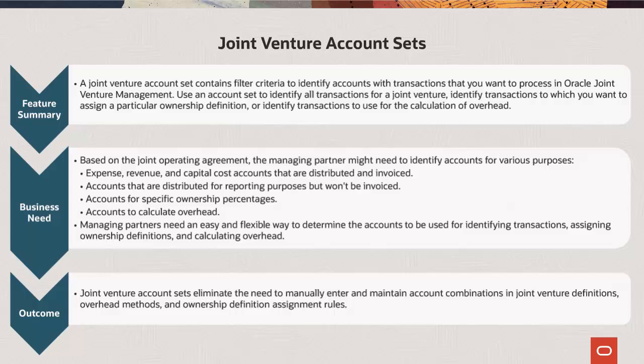Identify transactions to which you want to assign a particular ownership definition, or identify transactions to use for the calculation of overhead. Based on the joint operating agreement, the managing partner might need to identify accounts for various purposes. Expense, revenue, and capital cost accounts that are distributed and invoiced. Accounts that are distributed for reporting purposes but won't be invoiced. Accounts for specific ownership percentages. Accounts to calculate overhead. Many times, there can be hundreds of accounts per joint venture.